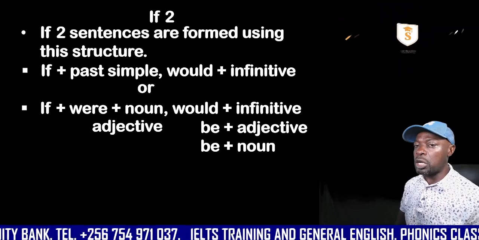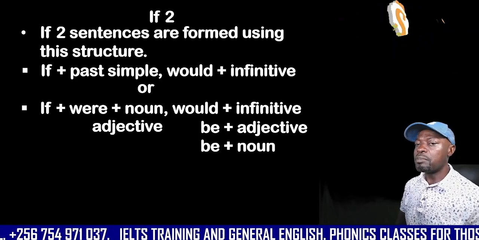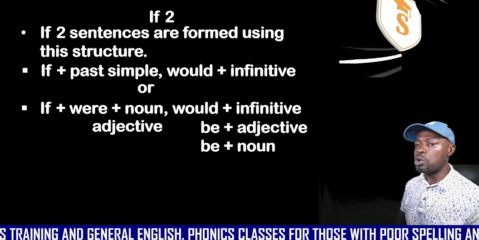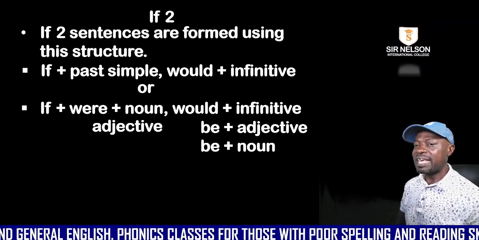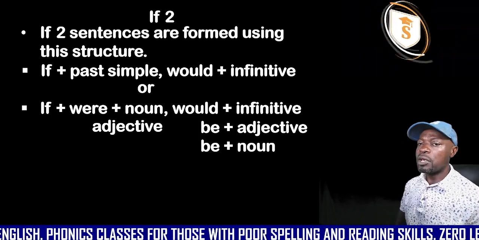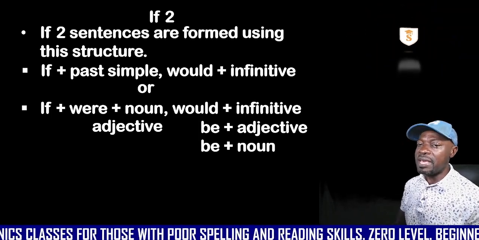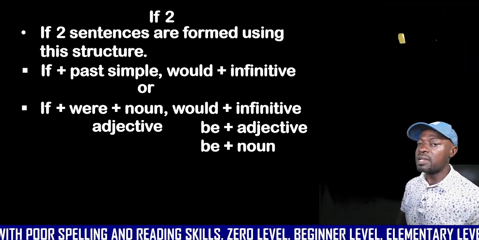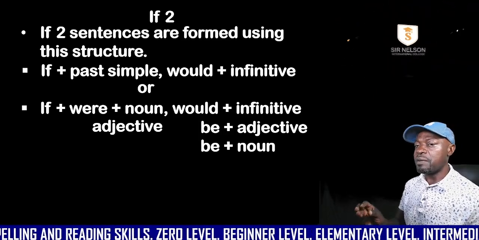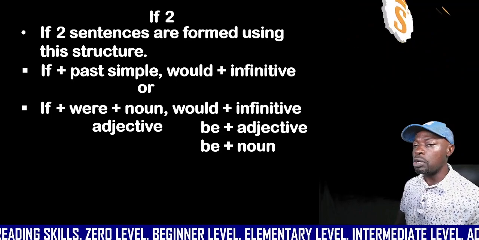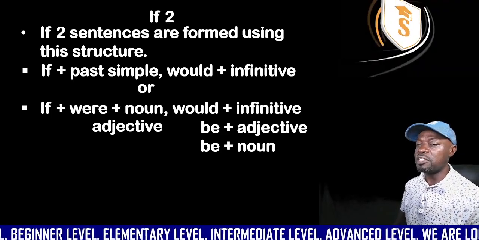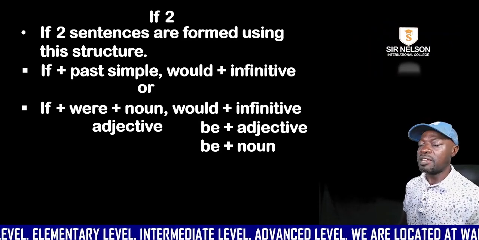In the if clause, we use if plus past simple. In the main clause, we use would plus infinitive. In the second structure, in the if clause, we use if plus were plus noun plus adjective. In the main clause, we use would plus infinitive, or be plus adjective, or be plus noun.